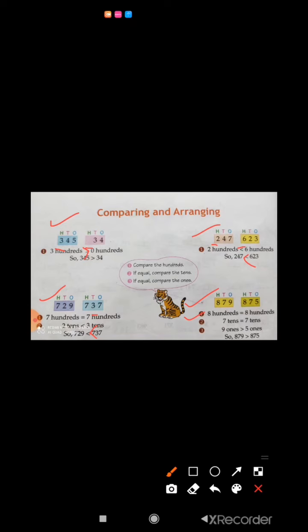Here also see on tens place 7 are equal. Now we have to compare ones place. On ones place 9 is given and in the next number 5 is given. Which is greater? 9. So this number is greater. 879 is greater than 875. I hope you understood this one. Let's do the exercise.